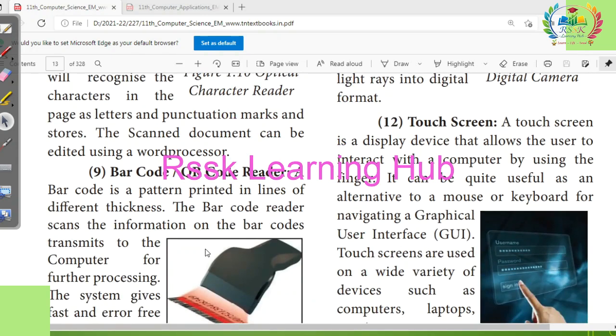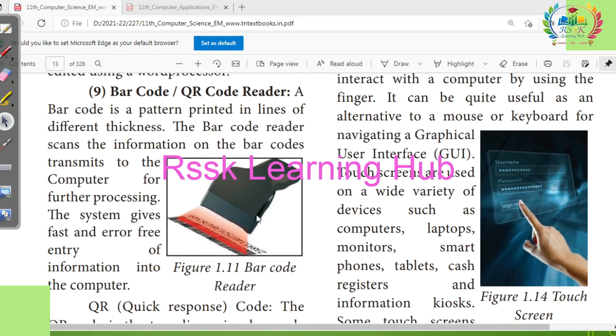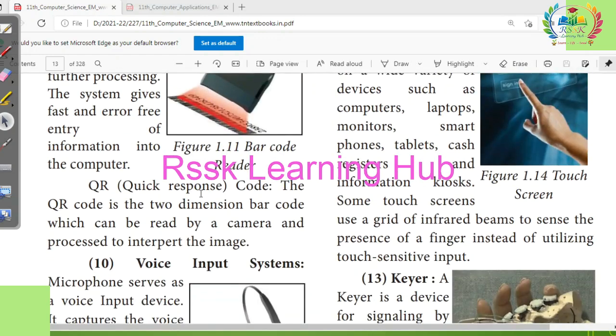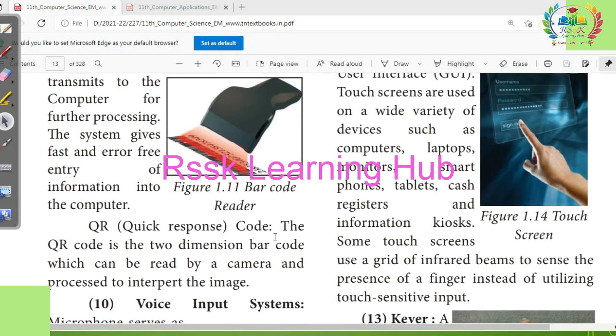So next one is barcode or QR code reader. You are all very familiar with this. While going to the supermarket, after buying your items, there is one barcode machine there. It scans the particular things you have carried for billing, right? So each product has one barcode. That code is scanned using the barcode machine. Quick response code is the QR code. It is a two-dimensional barcode which can be read by a camera or processed to interpret the images.